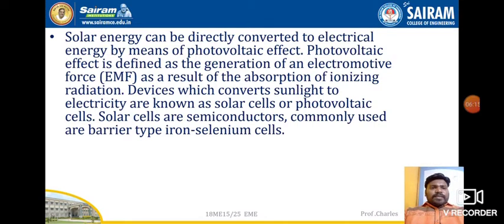Solar energy can be directly converted to electrical energy by means of the photovoltaic effect. That is what we are talking about. That photovoltaic cell has that photovoltaic effect, and this photovoltaic effect is defined as the generation of electromotive force, which is nothing but EMF, as a result of the absorption of ionizing radiation. Devices which convert sunlight to electricity are known as solar cells or photovoltaic cells. Solar cells are semiconductors; commonly used are barrier type iron selenium cells.